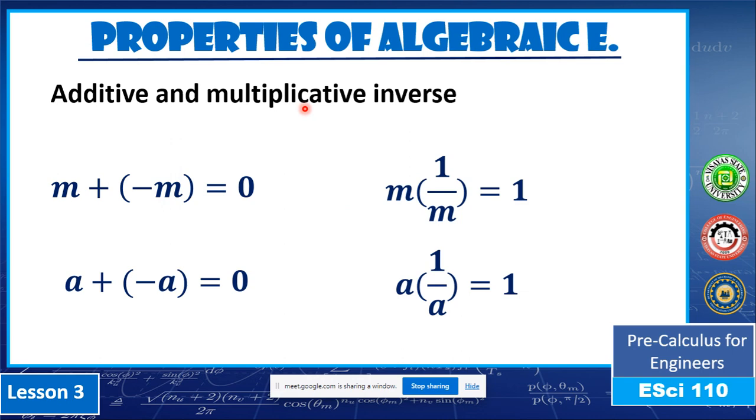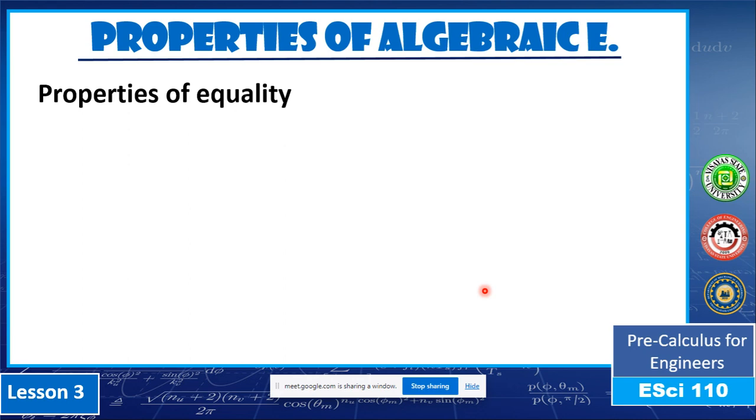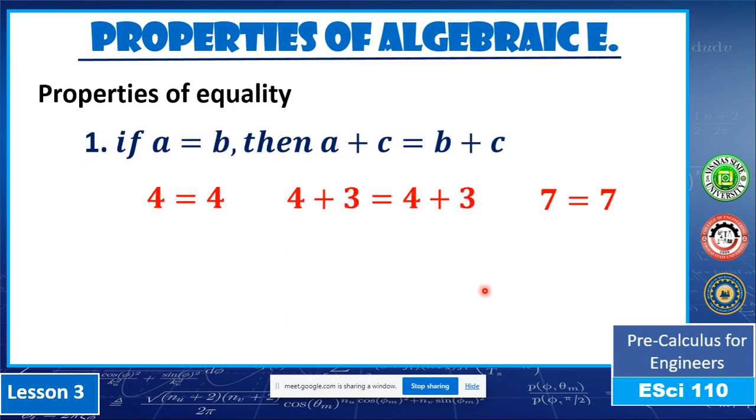So, m times the reciprocal of the number, 1 over m, is just equal to 1. The same is true with a times the reciprocal of its number, 1 over a, which is just equal to 1. So, para ganun lang yung additive and multiplicative inverse. So, we also have properties of equality.